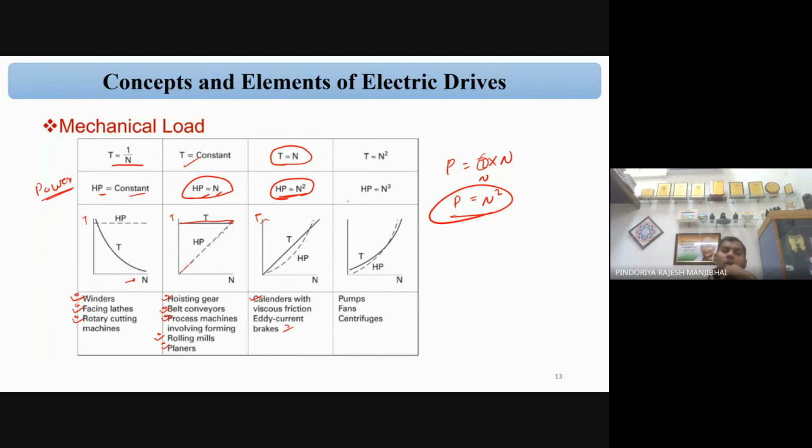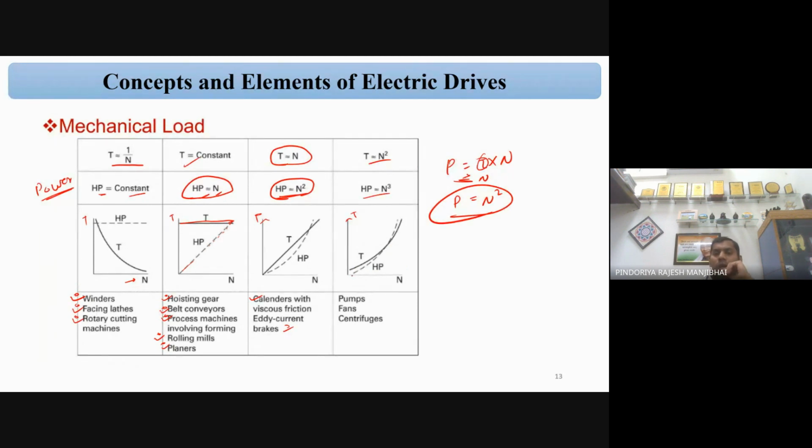And the last one, torque is directly proportional to the square of the speed. Whenever torque goes with the square of the speed, ultimately your power goes with the cube, again with the same formula we have to apply. You can see on the y-axis there is torque, on the x-axis there is speed. So this is again a parabolic curve.